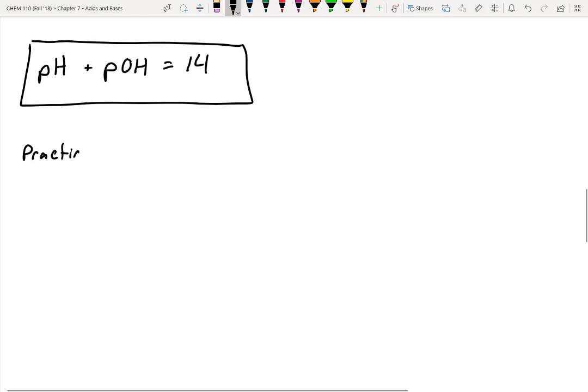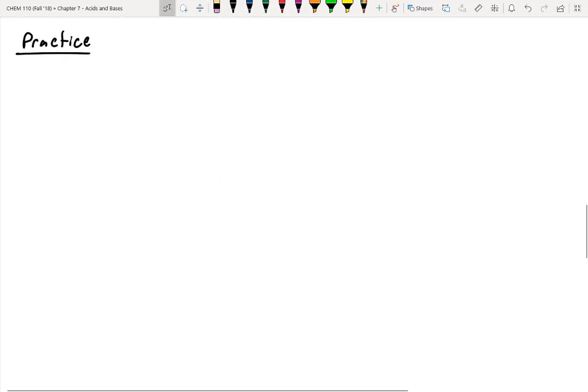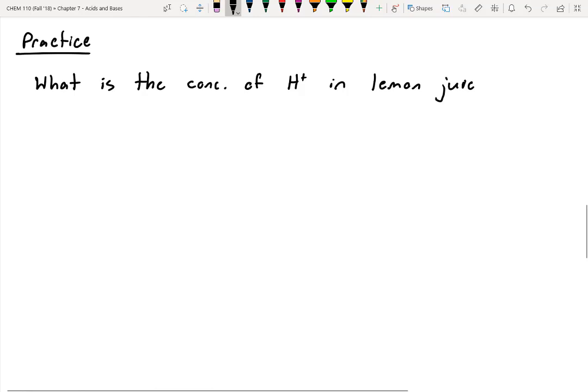And your pod deals with similar problems to this. Practice. So what is the concentration of protons in lemon juice? And if we go back to our chart, lemon juice has a pH of 2.1.